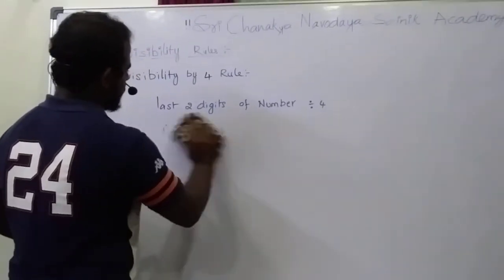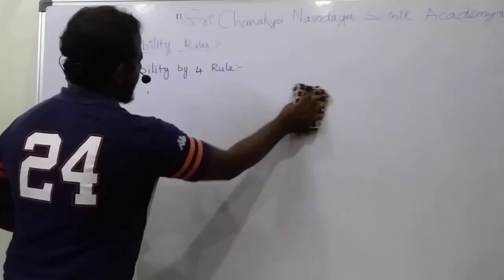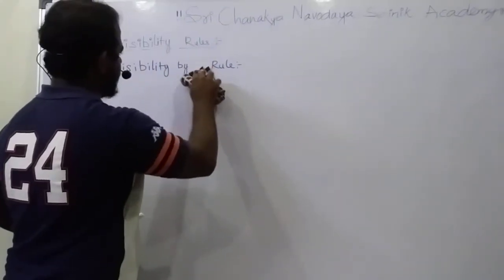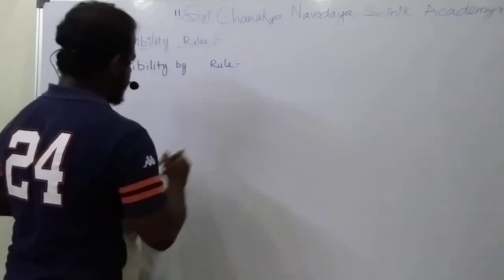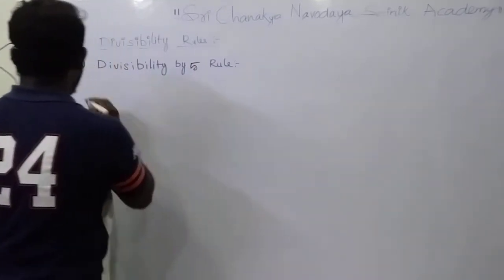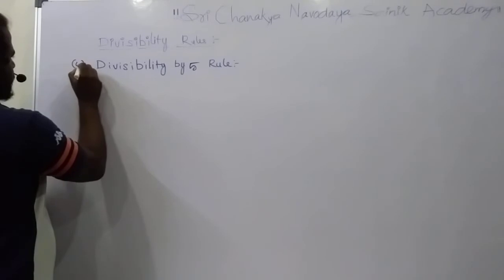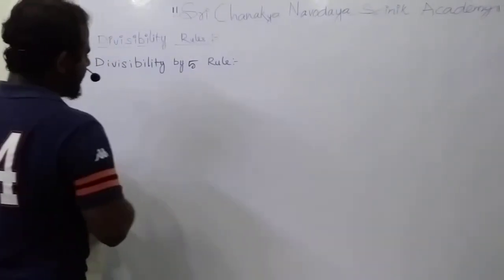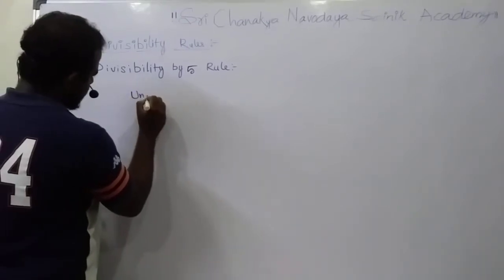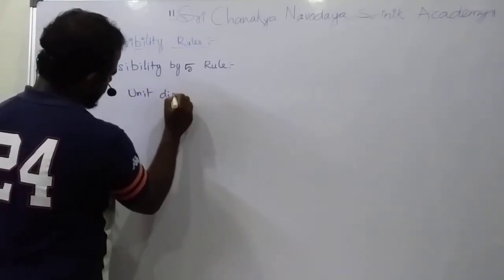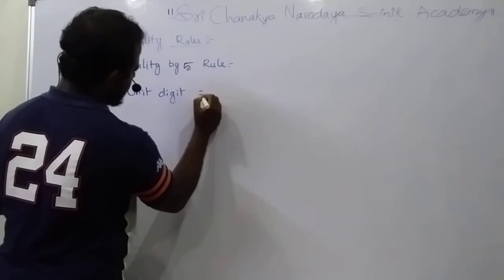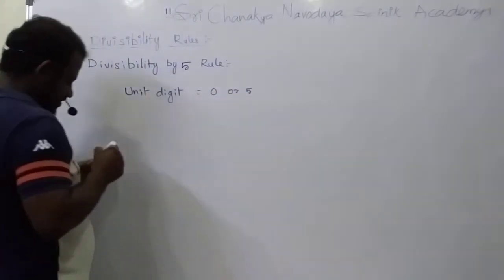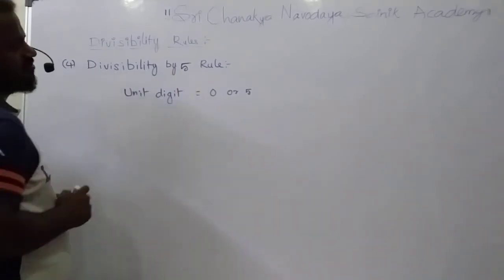Next we will see divisibility by 5 rule. Divisibility by 5 rule criteria is, if the unit digit of the number is either 0 or 5, then we will say that number is divisible by 5.